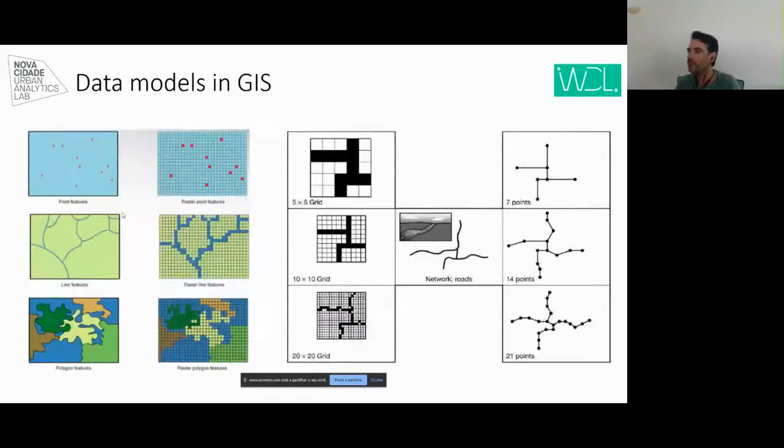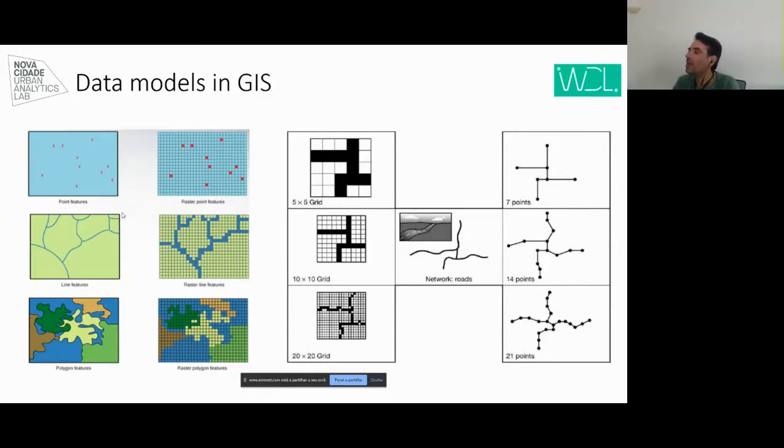Here you can see another example of point features represented as vectors and also as raster on the right. Line features as vector and rasters, and polygon features as polygon and rasters. In this image on your right, you can see this road represented using several points, and this is also an example of the Fractals Principle that I was talking about previously.